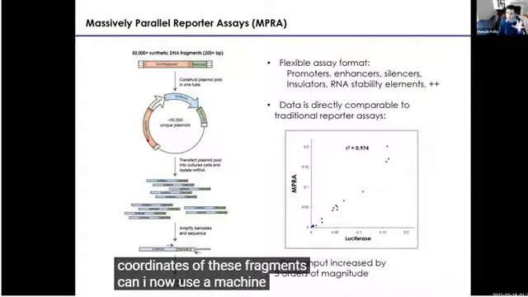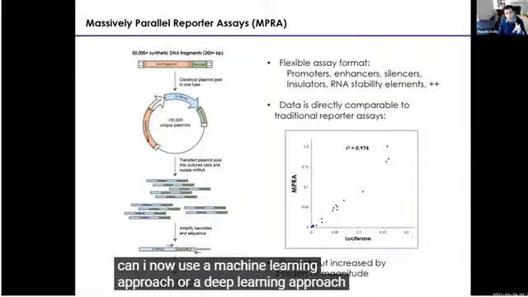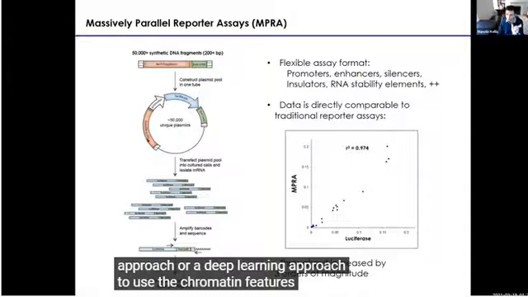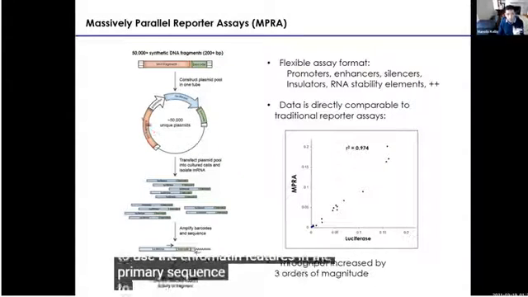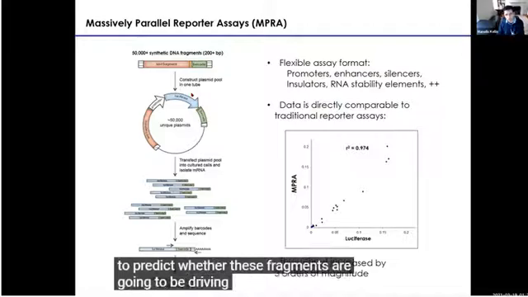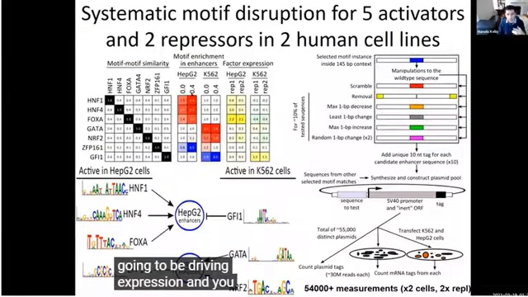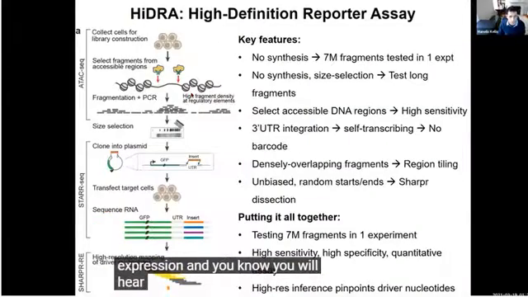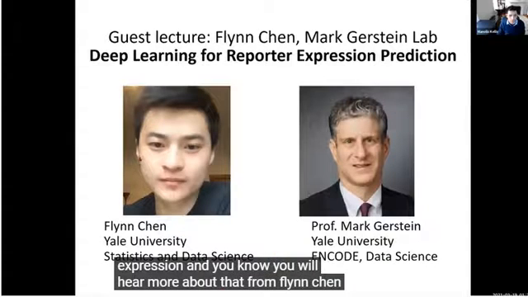Can I now use a machine learning approach or a deep learning approach to use the chromatin features in the primary sequence to predict whether these fragments are going to be driving expression? And you will hear more about that from Flynn Chen, who's a member of Mark Gerstein's lab at Yale.